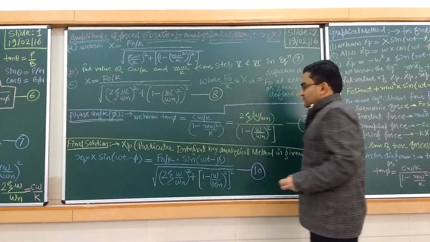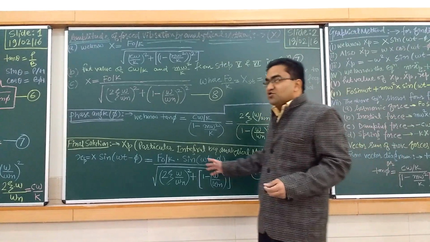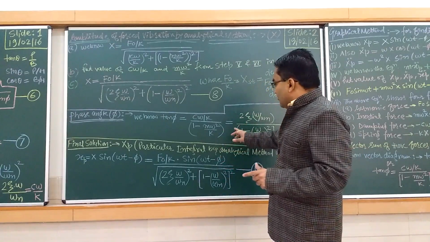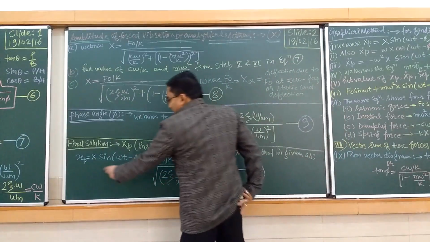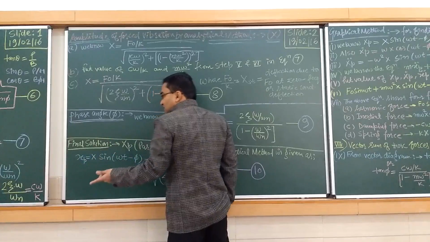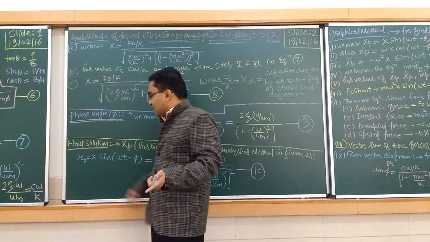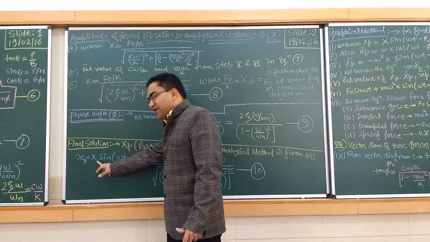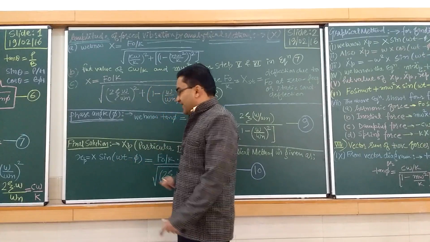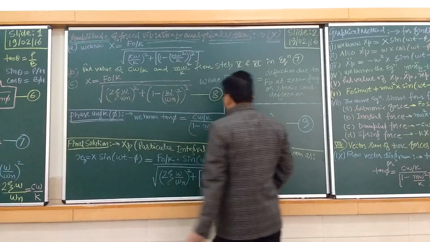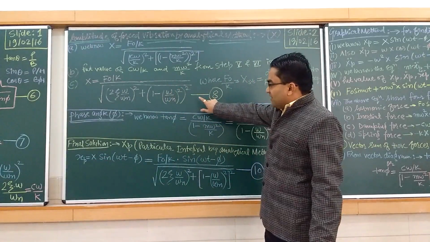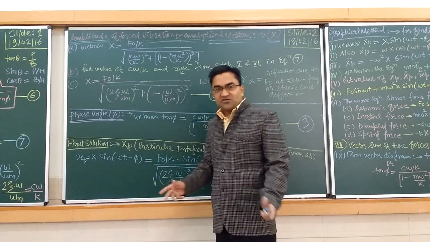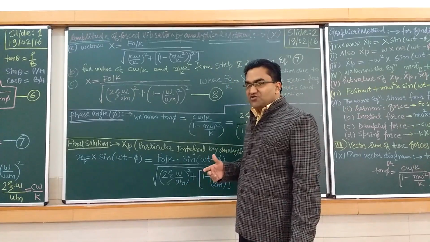Next, the final solution: if I need to write out the final solution in the form of zeta, omega and omega n, I know xp, the previous equation for the particular integral. Our basic equation for the particular integral was xp equals capital X sin of omega t minus phi. So put the value of capital X from equation number 8, so as to find out the final solution, that is the particular integral, your xp.